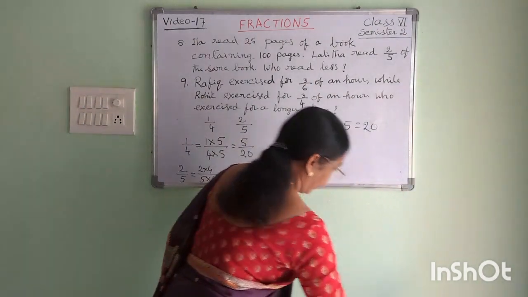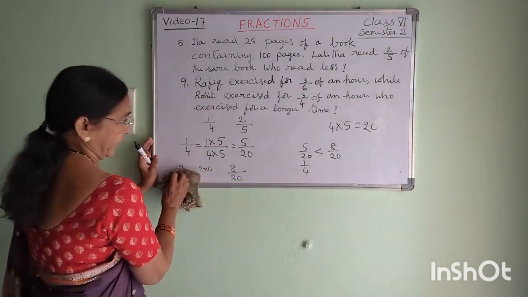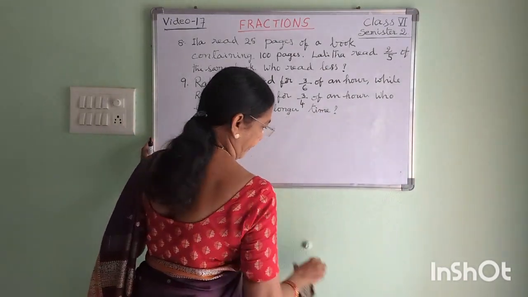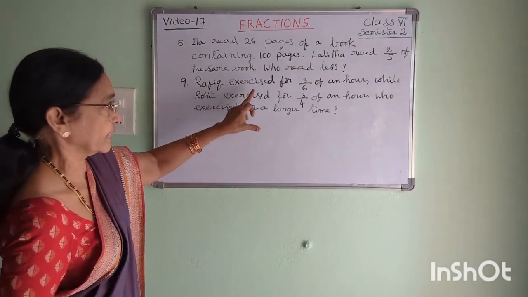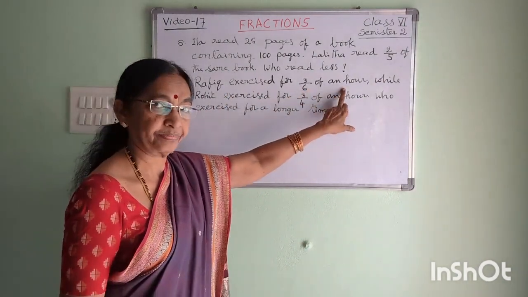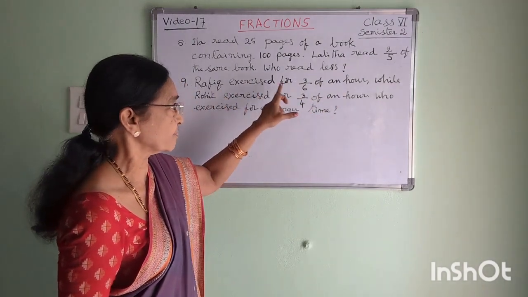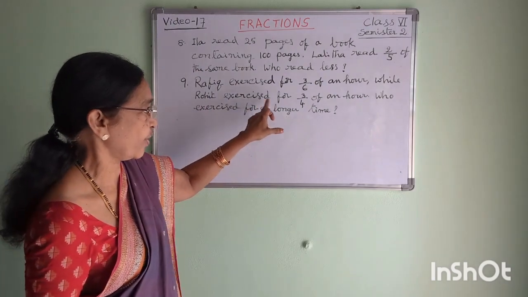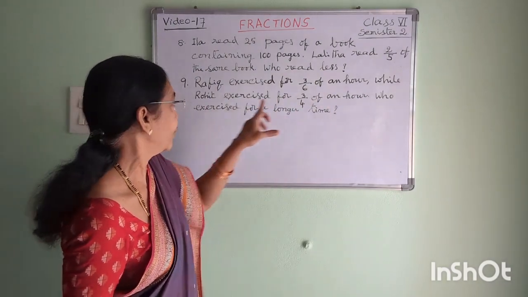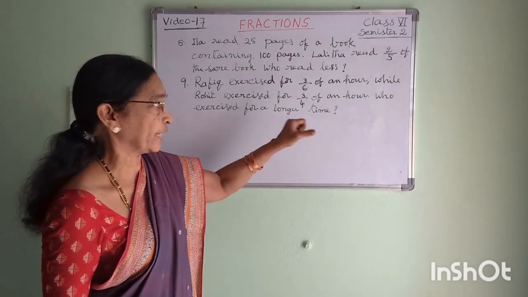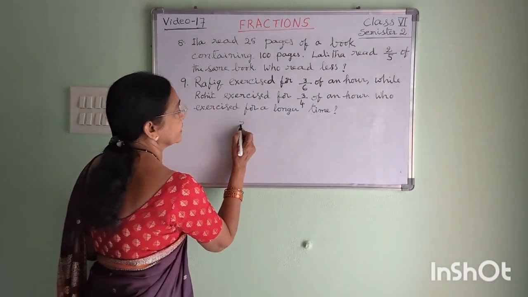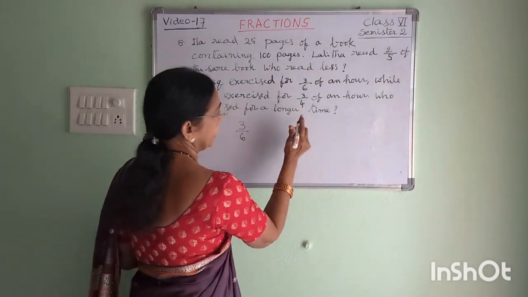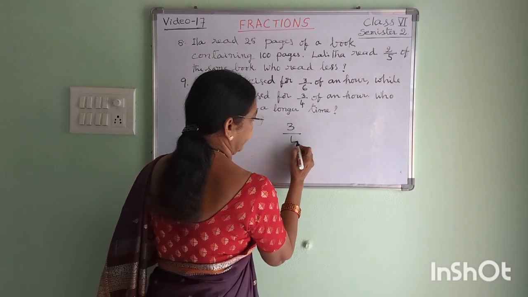Next, going to the next problem, the 9th. Rafiq exercised for 3/6 of an hour, while Rohit exercised for 3/4 of an hour. Who exercised for a longer time? Rafiq exercised for 3/6 of an hour and Rohit exercised for 3/4 of an hour.